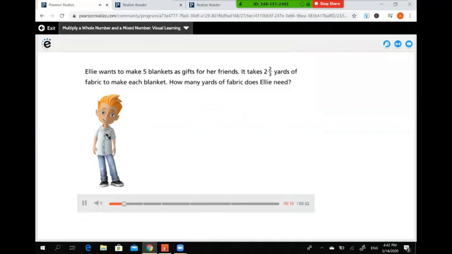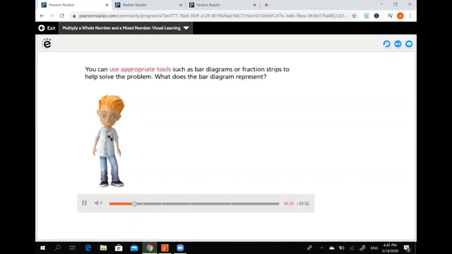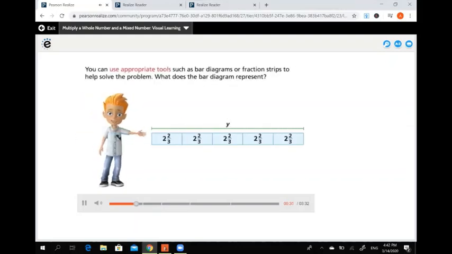Ellie wants to make 5 blankets as gifts for her friends. It takes 2 2/3 yards of fabric to make each blanket. How many yards of fabric does Ellie need? You can use appropriate tools such as bar diagrams or fraction strips to help solve the problem. What does the bar diagram represent?